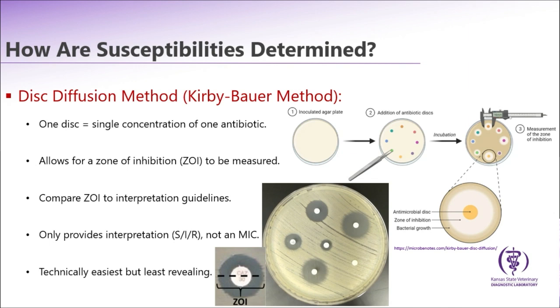And for an example, let's go back to the example about the E. coli and the enrofloxacin, right? We isolated this E. coli, we grew it on the agar plate. We want to test the effect of 30 micrograms of enrofloxacin on this E. coli. So we put the disc on the plate, we incubate. On the next day, we measure the zone of inhibition. When we compare this zone of inhibition to the interpretive guidelines, we find that this E. coli is susceptible to 30 micrograms of enrofloxacin.